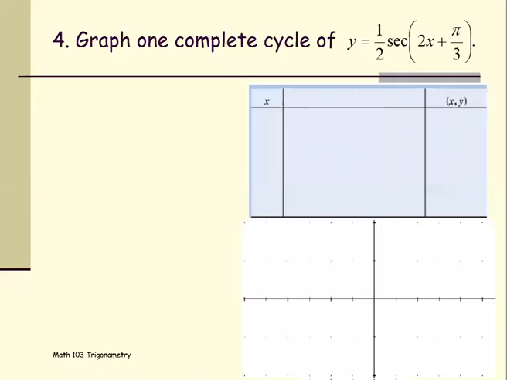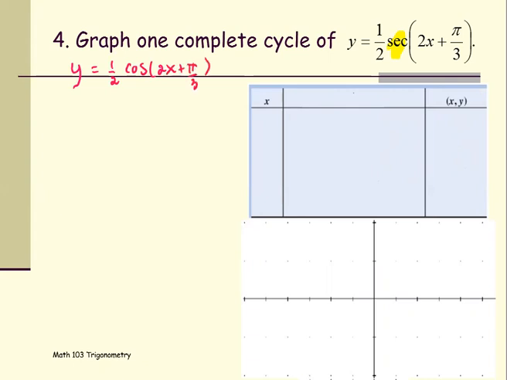For example, we're going to sketch one complete cycle graph of y equals 1/2 times the secant of 2x plus pi over 3. The secant is the reciprocal of the cosine. So we're going to sketch the graph based on the function in cosine term: y equals 1/2 cosine of 2x plus pi over 3.